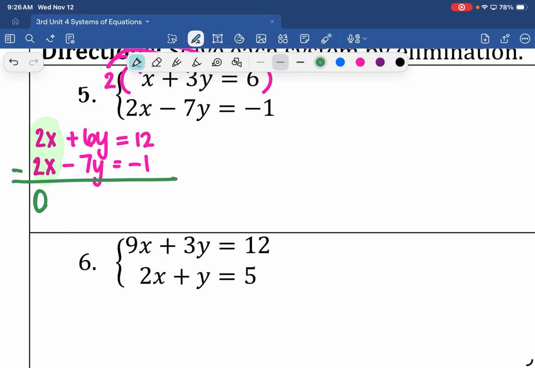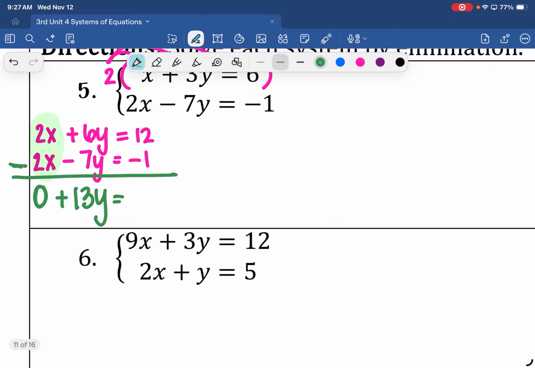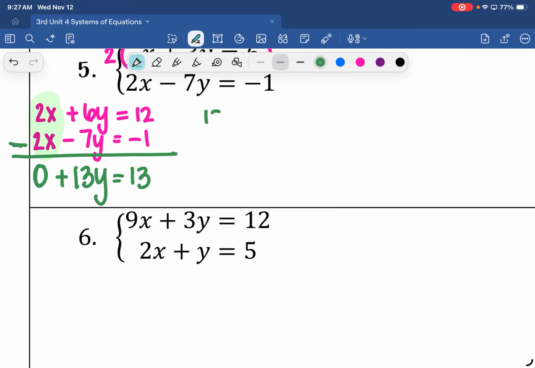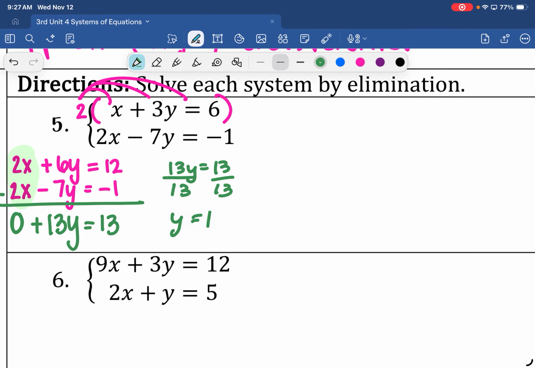0. What about 6y minus negative 7y? What happens when you subtract a negative number? It's 13. It will be positive 13y. Equals, what is 12 minus negative 1? 13. Okay, so now we get 13y equals 13. How do I solve that? So y equals 1. And then we can plug that into either equation.